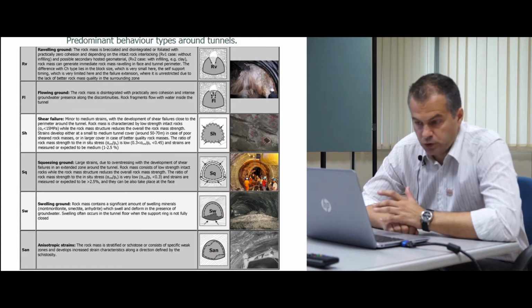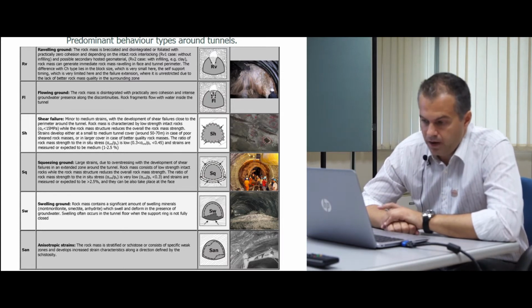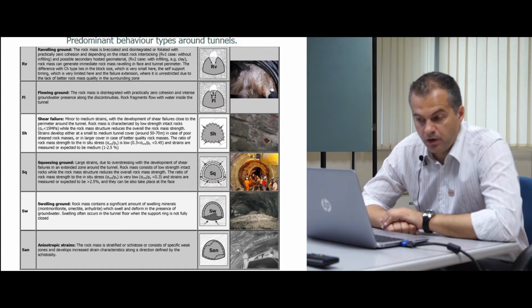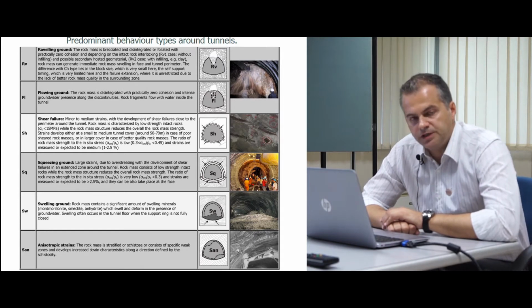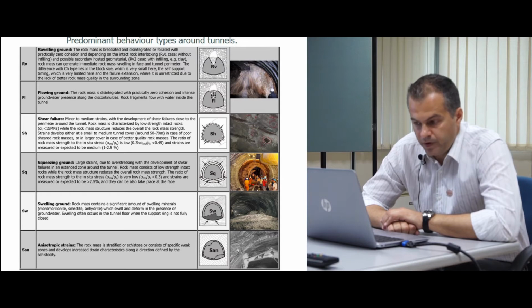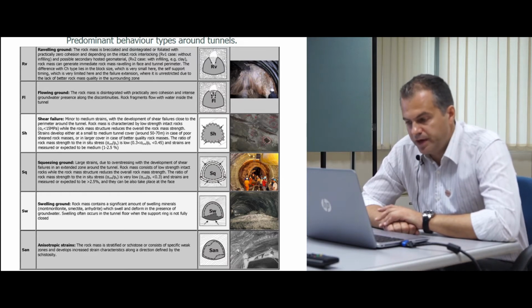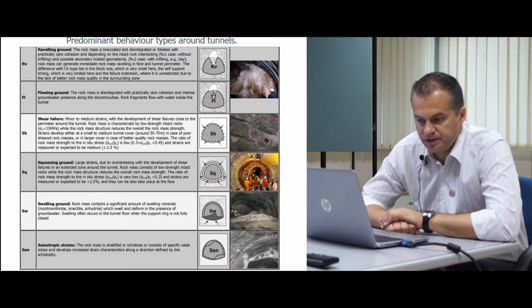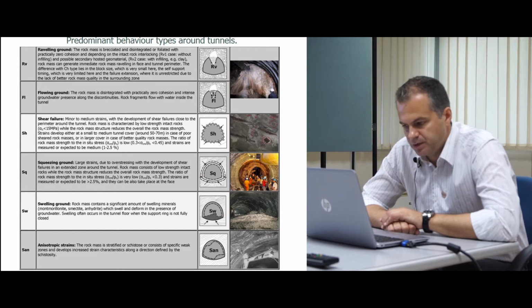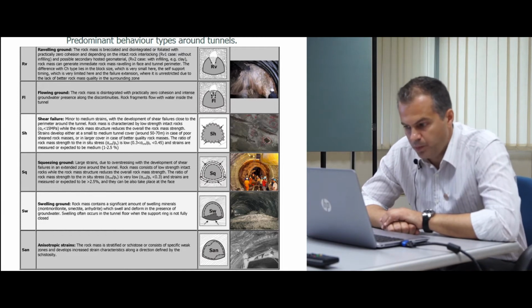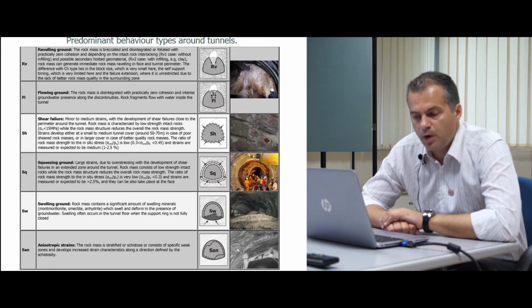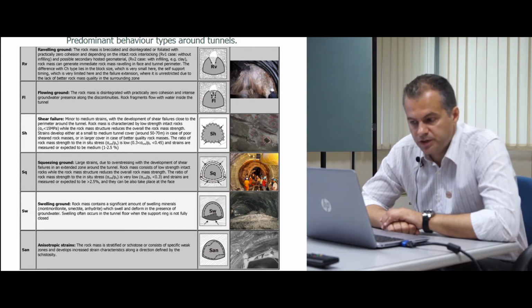And in the case of sheared rock masses, if it is a better quality rock mass, then these strains develop at a larger tunnel cover. The ratio of the rock mass strength to the in situ stresses here is very low, between 0.3 and 0.45, and the strains are measured or expected to be medium, 1 to 2.5%. The next one is squeezing ground, where we have large strains due to overstressing.